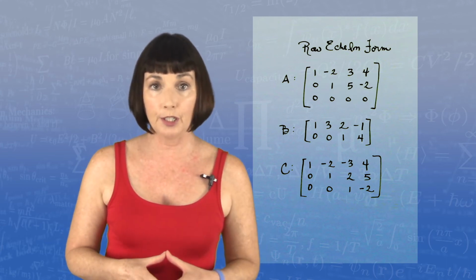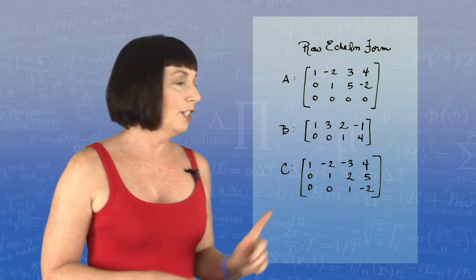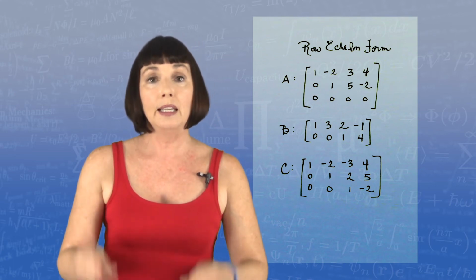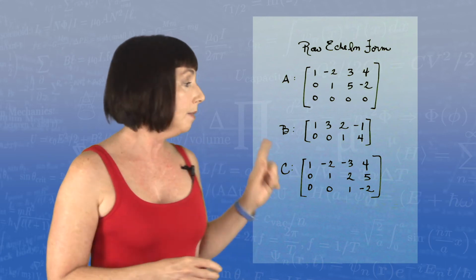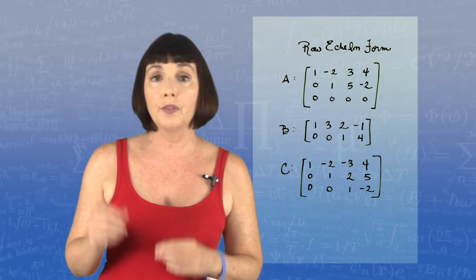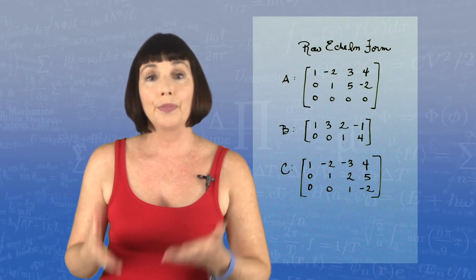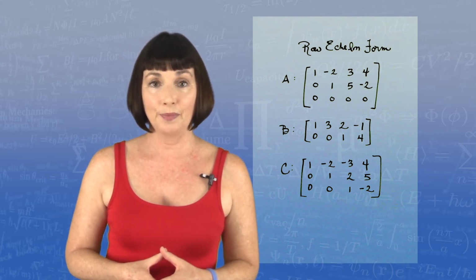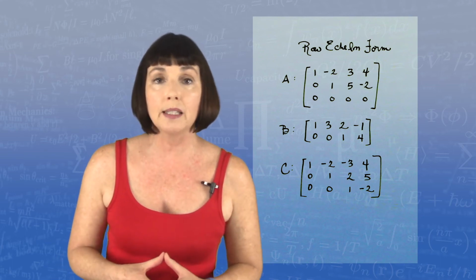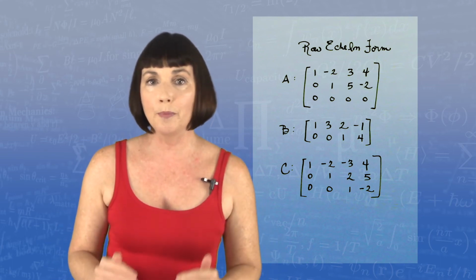That's the first condition. The leading entry in the first row is to the left of the leading entry in the next row. And in matrix C, the leading entry in the second row is to the left of the leading entry in the third row. That's the second condition. Matrix A is the only one with a row of all 0 elements, and that row is at the bottom of the matrix.